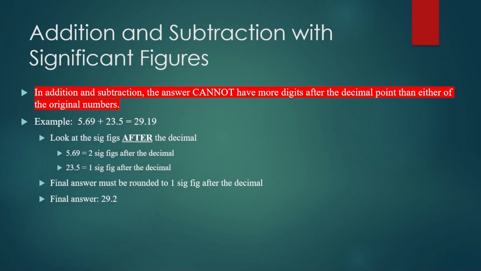So now, doing math with significant figures. This is an important thing because in addition and subtraction, the answer cannot have more digits after the decimal point than either of the original numbers. So let's look at this example to begin with.